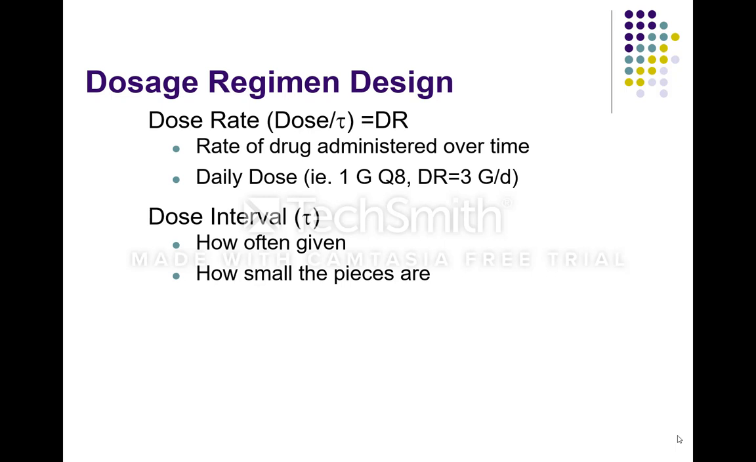If someone says a dose is 500, does that give you much information as far as the dose rate, how much they're getting? It could be 500 a day, it could be 500 a minute, it could be 500 a month, having very different dose rates, right? So dose rate is the amount of drug they're getting per time, and I usually turn it into the daily dose.